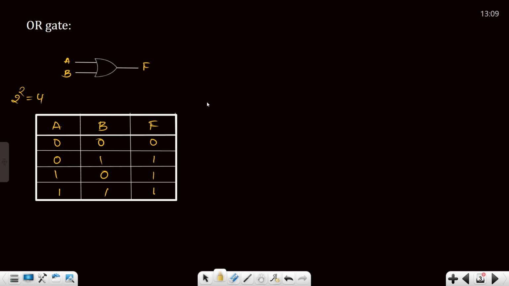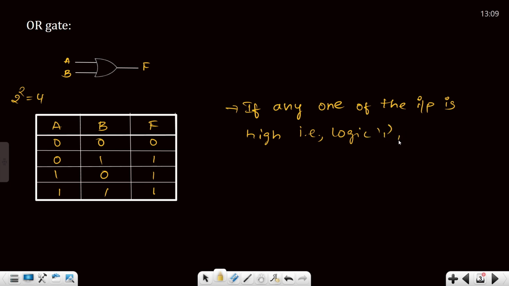So the specialty of the OR gate is that if any one of the inputs is high, that is logic 1, then the output will be high, that is 1. So this is the function of the OR gate, as we have seen in Boolean theorems as well.